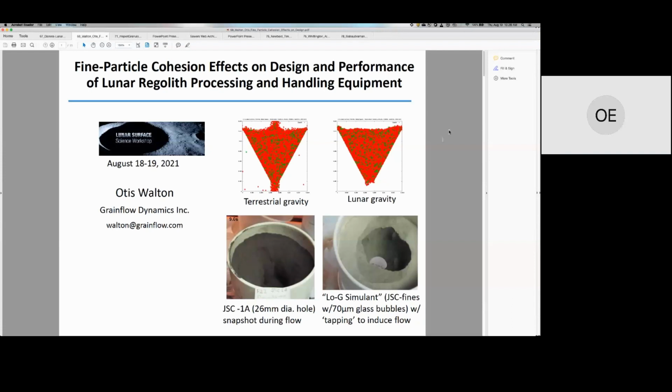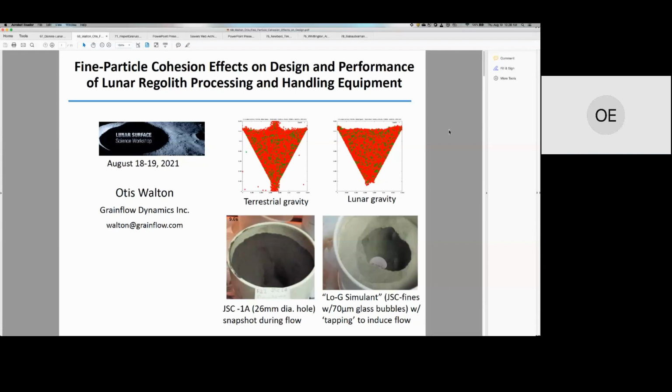The picture down below is JSC1A flowing out of about a 6-inch diameter PVC pipe that had a flat bottom on it. We had about a 1.25-inch hole in the bottom, and it would flow kind of intermittently. And this is a snapshot during a video of the JSC1A on the left-hand side flowing. We made a low G simulant.